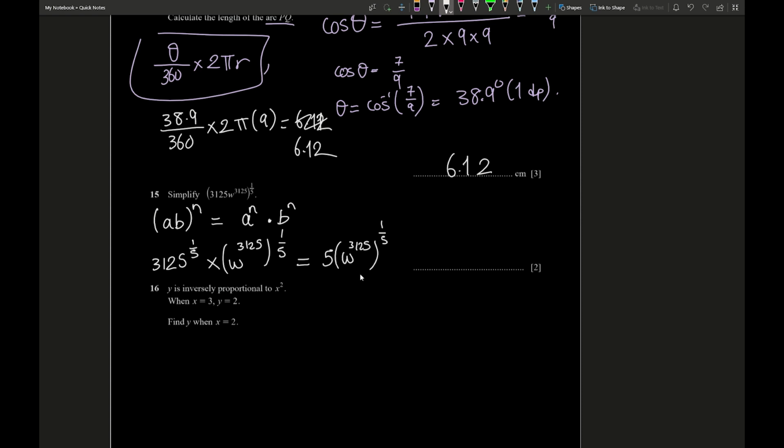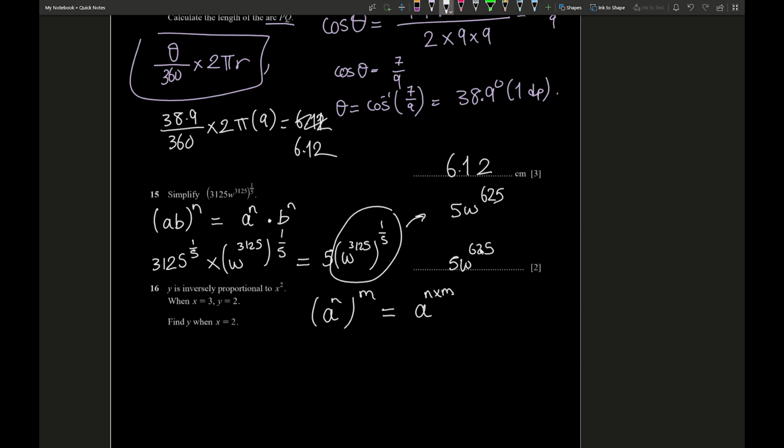Now, this part right here, how do we do it? Well, if you have something that's written as a raised to the power of n, all raised to the power of m, it would be equal to a raised to the power of n times m. So 3125 times 1 over 5 will give you 625, I think. Yes. So this would just be written as 5w raised to the power of 625. That's the answer.